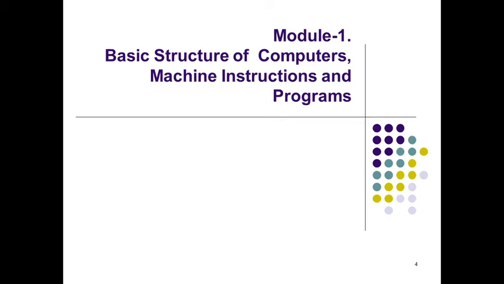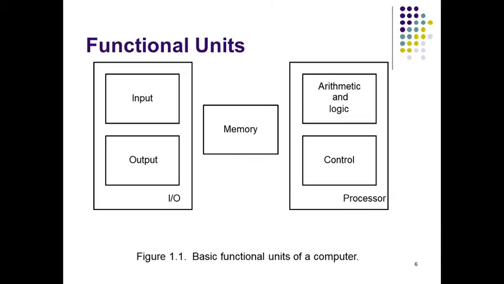So today let me start the very first module, that is about basic structure of computers, machine instructions, and programs. First, let us look at the functional units, which are nothing but the basic functional units of a computer. As you know, a computer consists of five functionally independent parts or five basic functional units, which are nothing but the input unit, memory unit, arithmetic and logic unit, output unit, and the control unit, which are clearly shown in this particular figure.